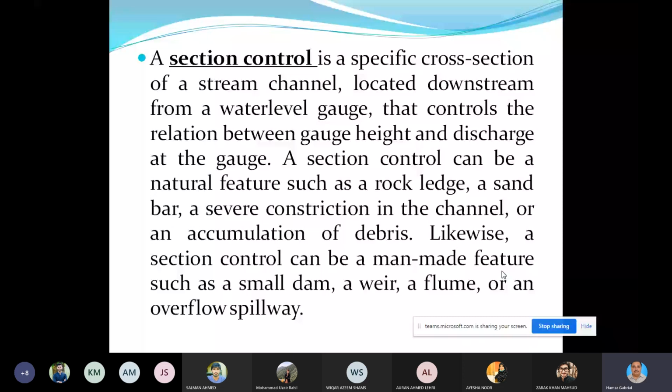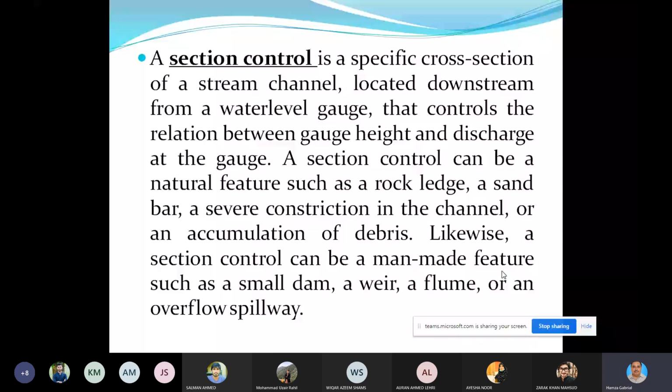Likewise, these features can also be artificial or man-made, if we construct a small dam, a weir, a flume, or an overflow spillway. With these man-made features, we are also constricting the waterway. By constricting the waterway, velocity increases and a section control is developed.